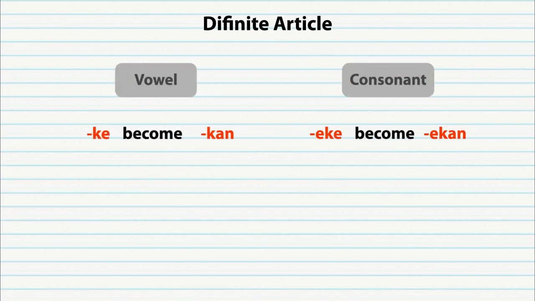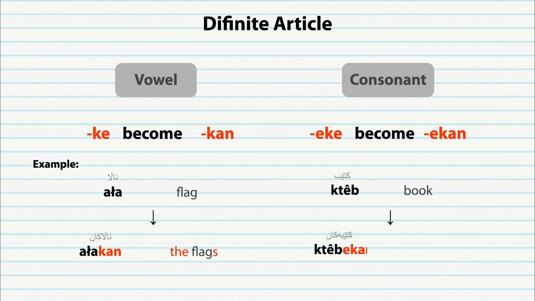When using plural words with a definite article, the ke becomes kan, a ke becomes a kan. For example, ala, ala kan. Kteb, ktebakan.